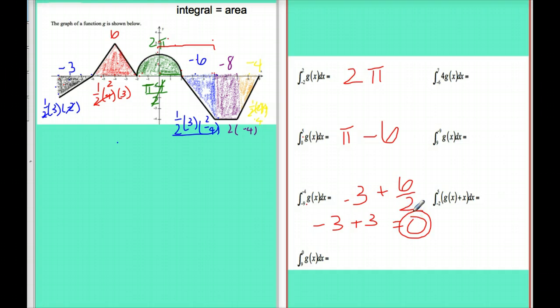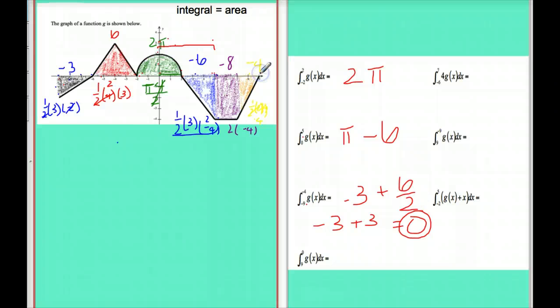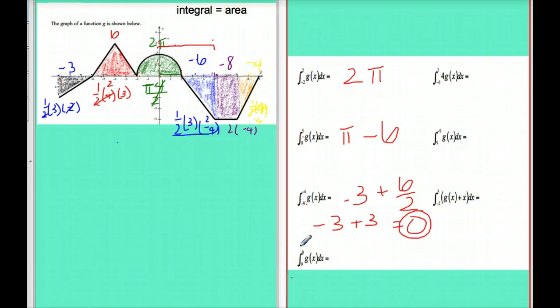The bottom one says I need to go from 9 to 0. So 9 is up here, 0 is down here. So what I need to do is I'm going to add all of this, but because I'm going from 9 to 0, I know I have to make it negative. So I'm going to do a negative sign, and I'm going to add everything that was there.